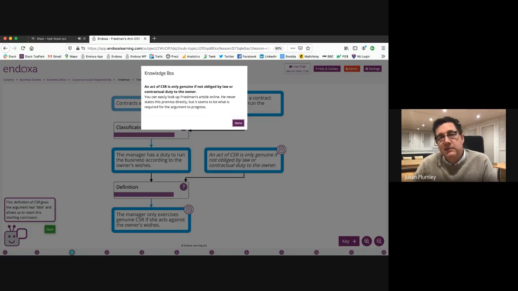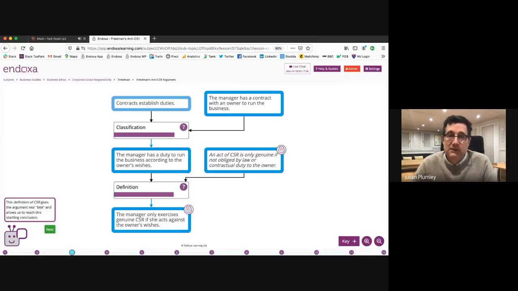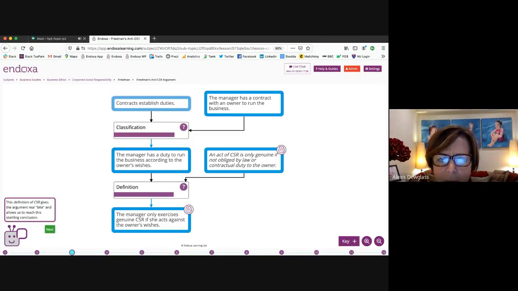If you look up Friedman's article, he doesn't actually mention this, but it does seem to be what he needs. So this is a reconstructed premise. It's one that we put in to make the argument work. And Julian, can you just remind me what a premise is?